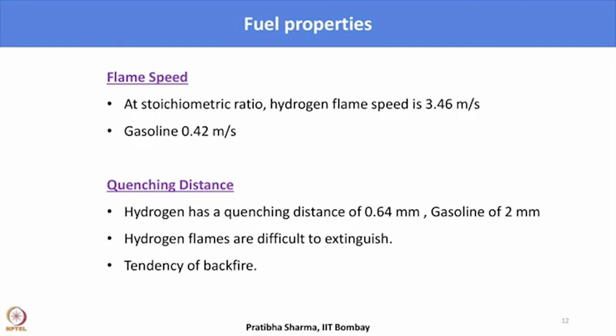For any flame, for any fire, the required things are an oxidant, a fuel and an ignition source. The quenching distance describes the flame extinguishing property of a fuel, and is the distance from the cylinder wall at which the flame extinguishes because of heat losses. In the case of hydrogen, the flame travels very close to the cylinder wall and thus is very difficult to quench. For hydrogen, this distance is 0.64 mm. However, for gasoline it is 2 mm. So, hydrogen flames are very difficult to extinguish, and at the same time they have a tendency to backfire.